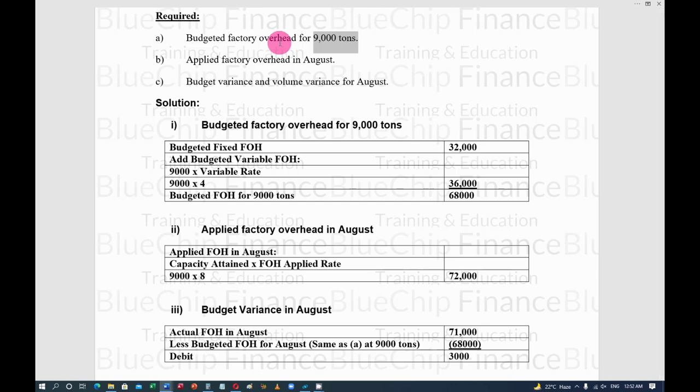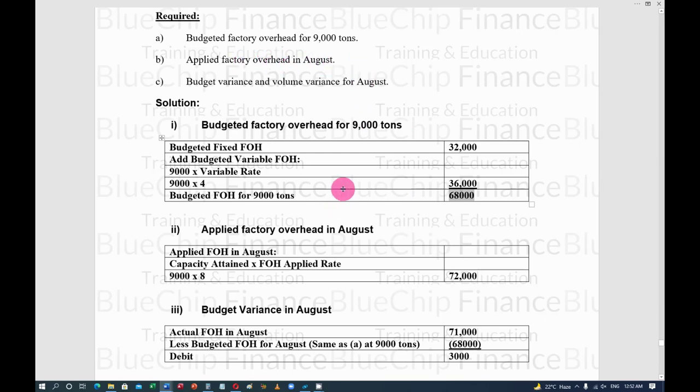So your fixed FOH is 32,000 as we calculated below, and your variable FOH activity level is 9,000 and your variable rate is 4. So 9,000 multiplied by 4 is 36,000. So total budgeted FOH for 9,000 tons is 68,000. Your applied factory overhead in August.